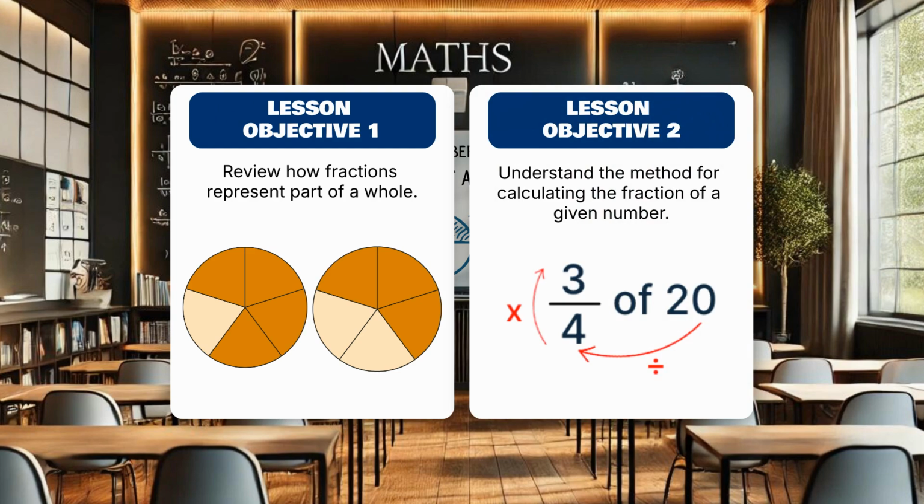First, dividing the number by the denominator of the fraction to find a smaller, manageable part of the original quantity, and second, multiplying this result by the numerator of the fraction to determine the desired fraction of the original number. By mastering this technique, you can effectively solve a wide range of mathematical problems and apply your knowledge to practical situations, such as adjusting recipes or determining portions.